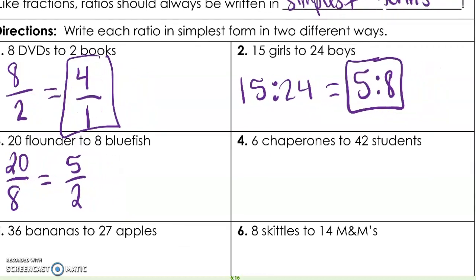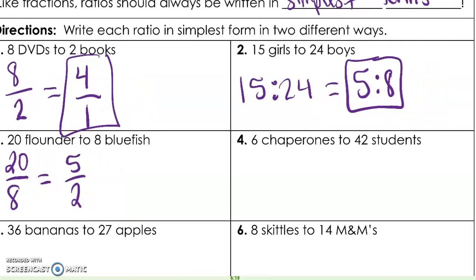For number 4, we have 6 to 42. So 6, I'm going to write it with the colon this time. Again, you can choose either way you want to write this. 6 to 42. Make sure you simplify it that way. 42 divided by 6 is 7, but the 6 needs to come first. So you should have your final answer as 1 to 7.